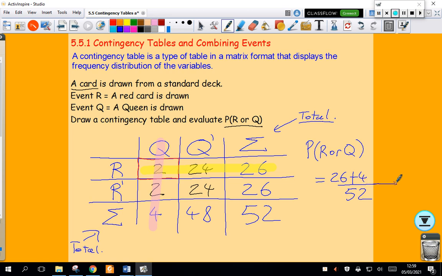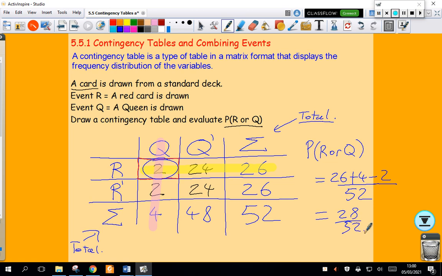However, you will notice that while counting I've actually counted these two twice. I counted those when I was counting across, 24 plus 2, and I counted those when I was counting down, 2 plus 2. So I've got to remove one of those from the double count. I've counted this cell twice, so I'm just going to remove 2 there. 26 and 4 is 30, subtract 2, that's 28.